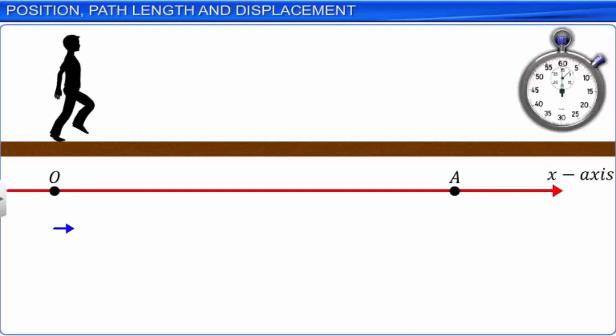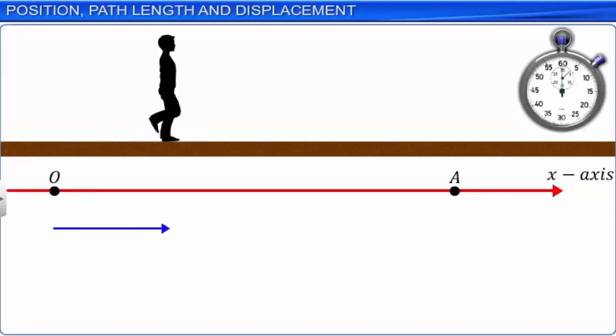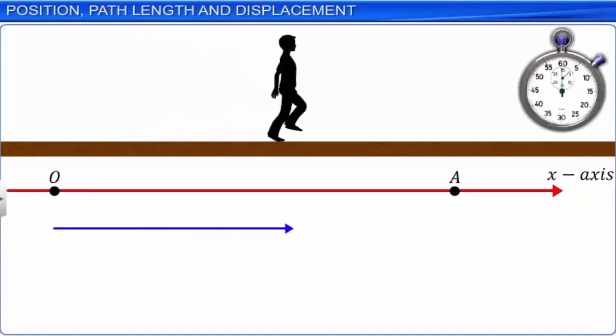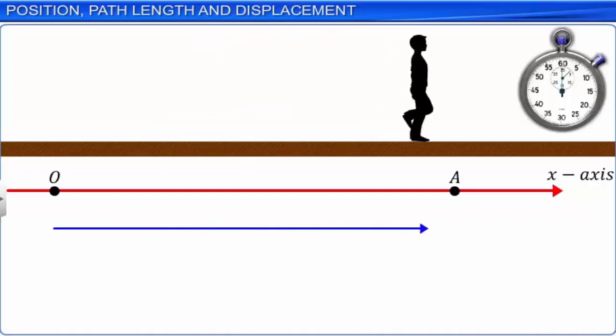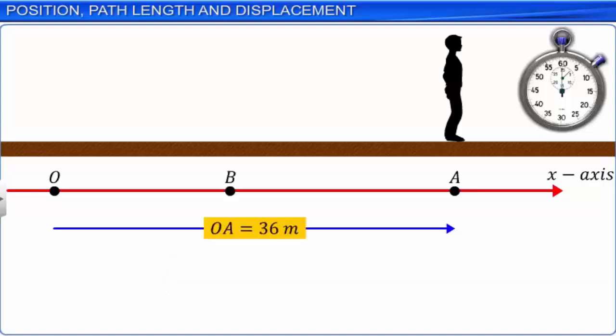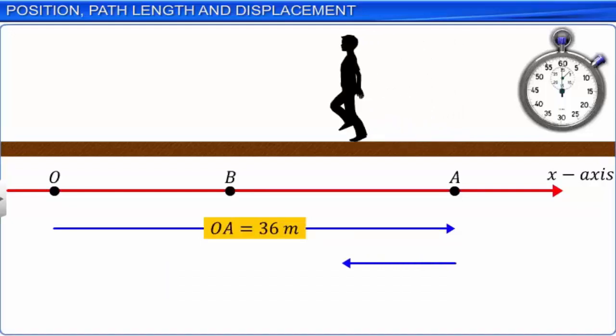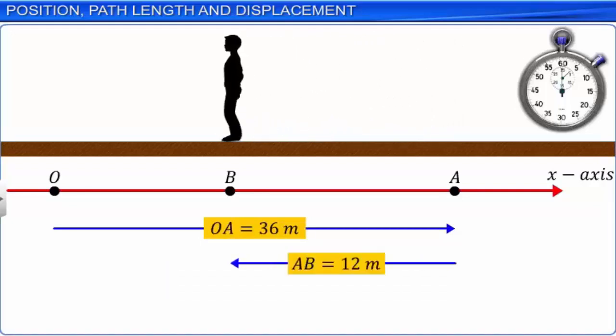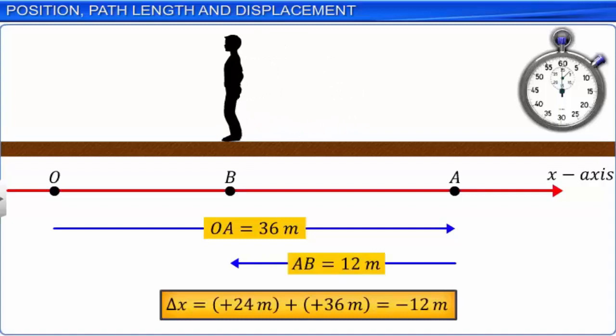For example, let's consider the displacement of the man moving from O to A. Displacement delta x is the difference between the final point and the initial point, which is equal to 36 meters. The displacement of the man in moving from A to B is delta x, where delta x is the difference between 24 meters and 36 meters, which is equal to minus 12 meters.